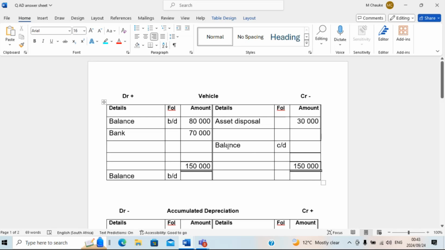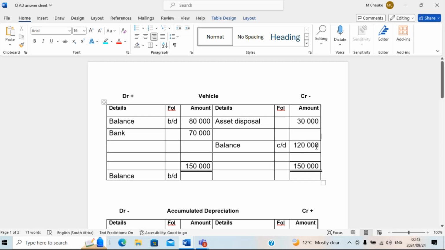And then we have to have what we call balance carried down. Balance carried down means closing balance, right? We had the total vehicles of 150,000. Then we're going to say 150,000 minus 30,000, right? We want to see how much cost of vehicles we have in the business now, because we have sold the one that cost 30,000, right? So it's going to be 150,000 minus 30,000, of which we're going to get 120,000 when we close our books. We are closing with 120,000 vehicles, right?